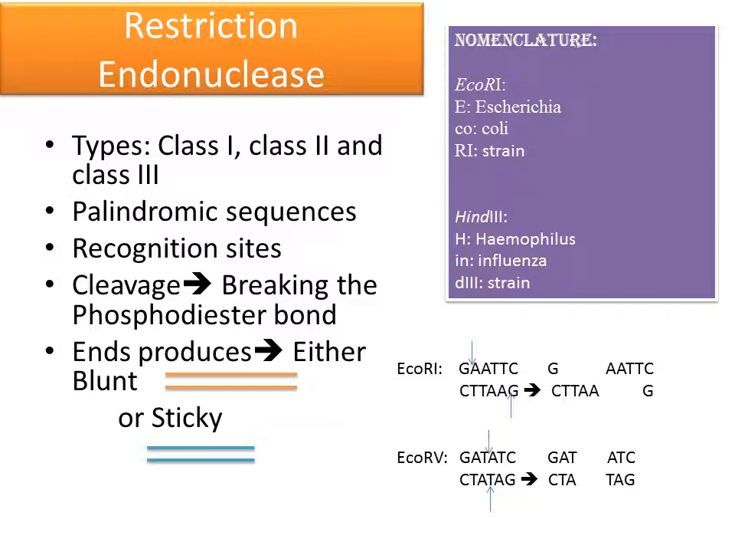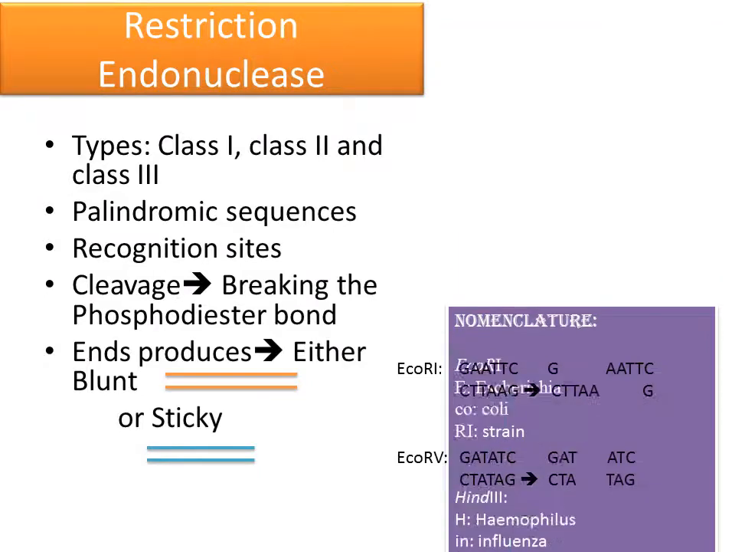So, the first two are the symbols from the name of the bacteria, then the strain comes at last. Another example is HindIII, where H is for Haemophilus, In is for influenzae, d is the strain, and the third is the enzyme which has been isolated from Haemophilus influenzae. This is the nomenclature of restriction endonuclease.